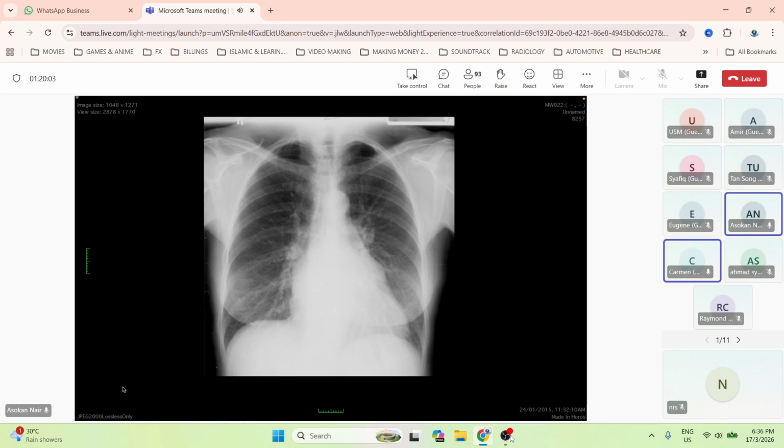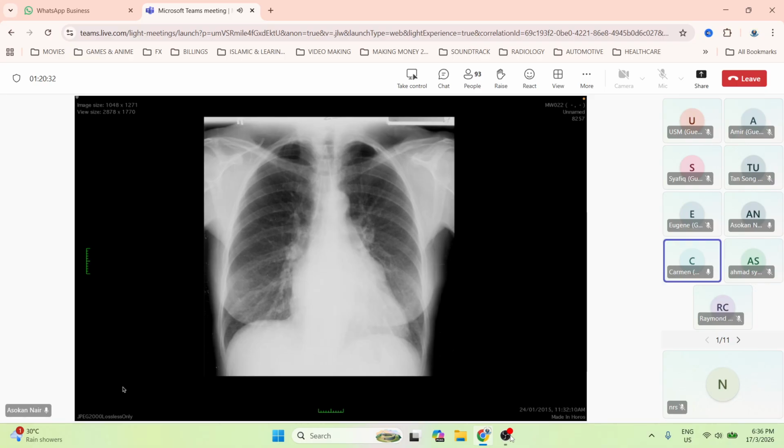Chapman says there are 5 causes of a large heart, right? Congestive cardiac failure, cardiomyopathies, valvular heart disease. What else? Ebstein anomaly. And what's the other one? There are 5. So which one is this?